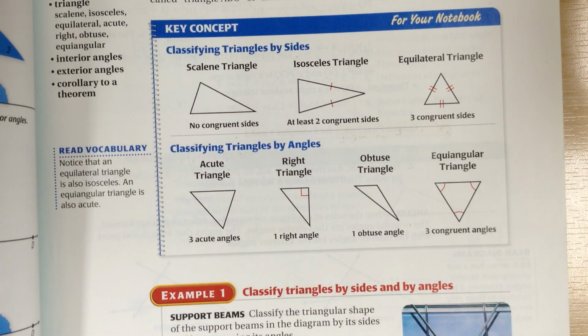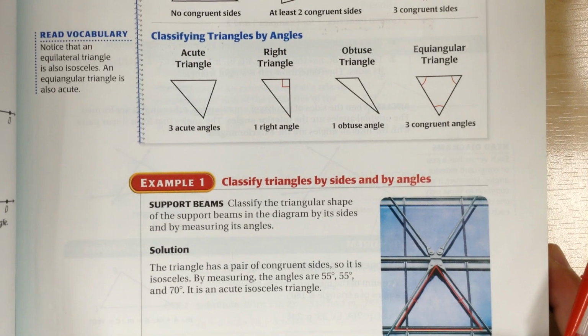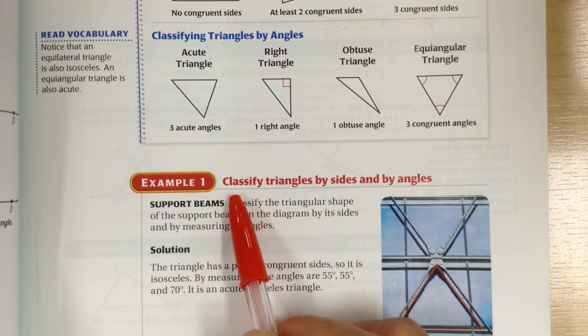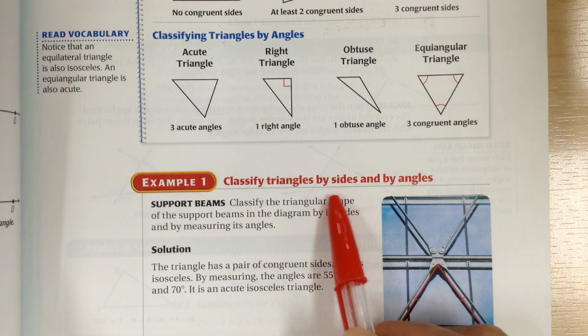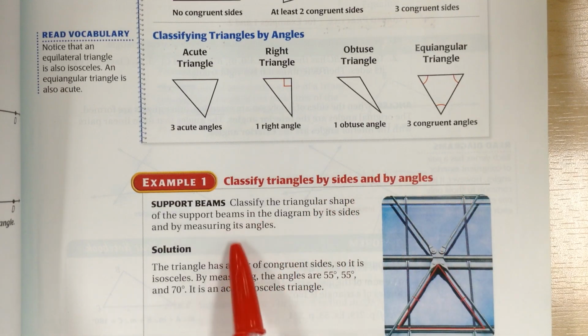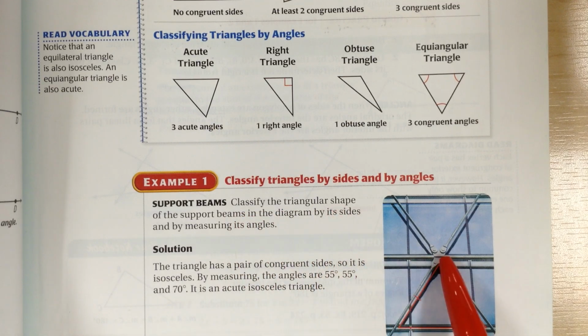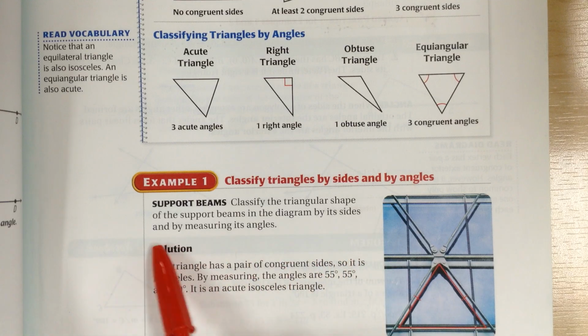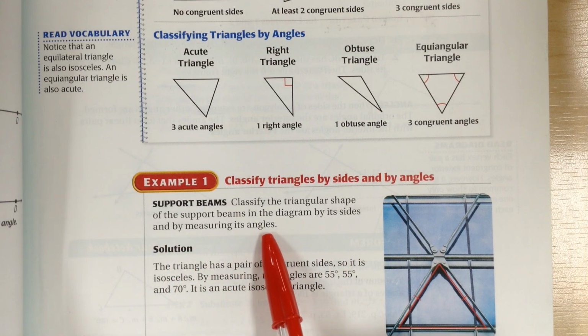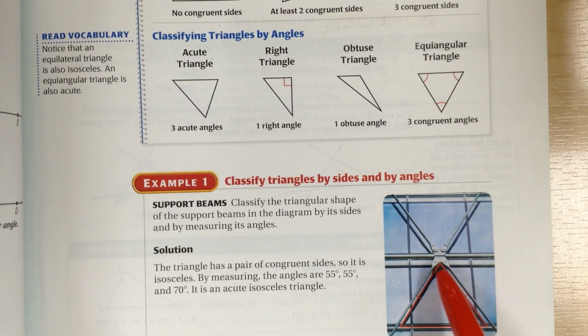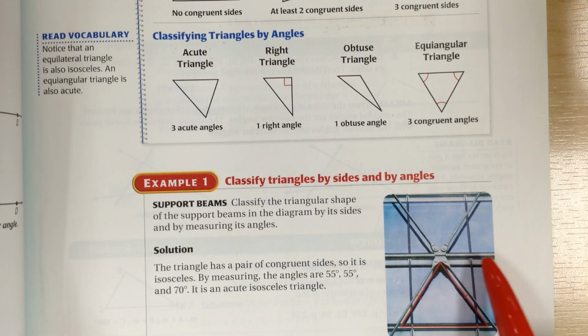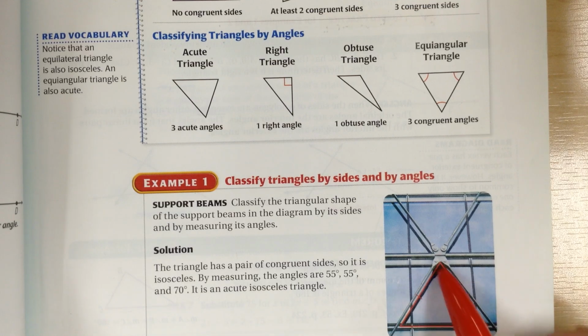Okay. Now let's go to example 1. Example 1, classify triangles by sides and by angles. Okay, support beams. Classify the triangular shape of the support beam in a diagram by its sides and by measuring its angles. So what you do is you get a protractor. Okay, we're not going to do that, but if you have a protractor, you can measure the angle, and also you can measure the length.